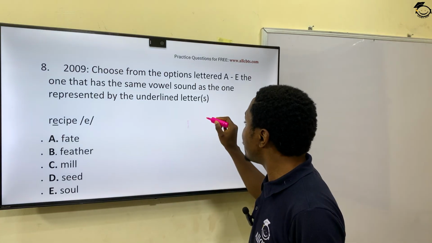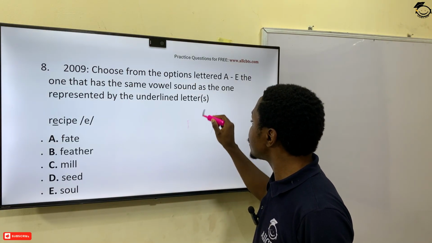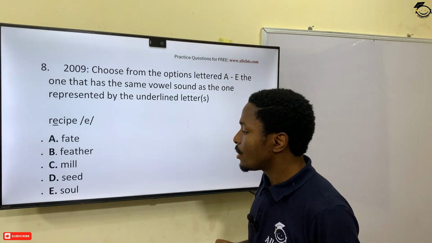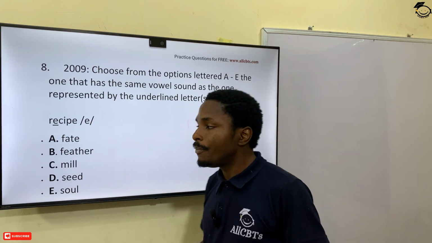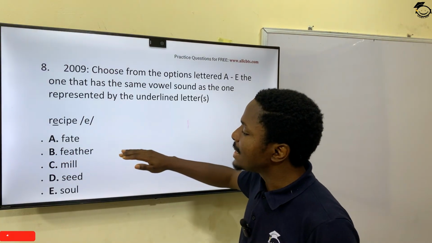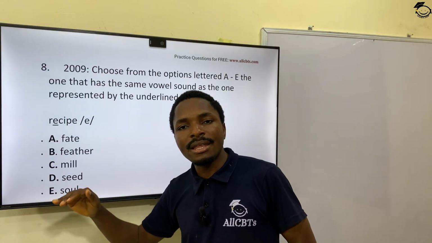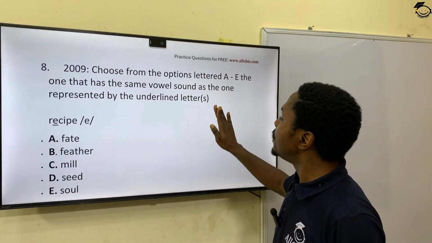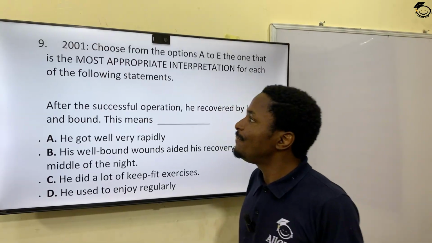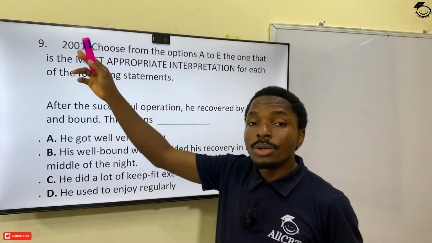So, then my marker is not doing justice. This is long I or long E. Then you have the soul, O sound. But this is the one that has the E, feather. So it has the E sound. So that's option B.